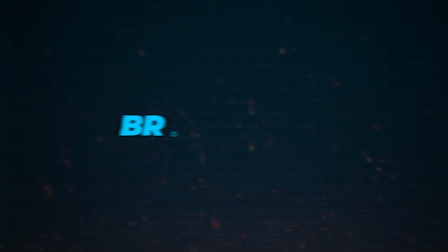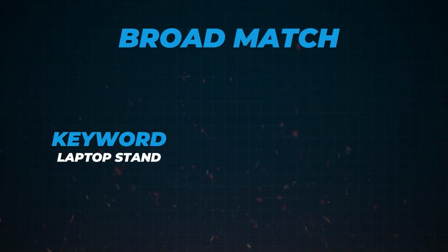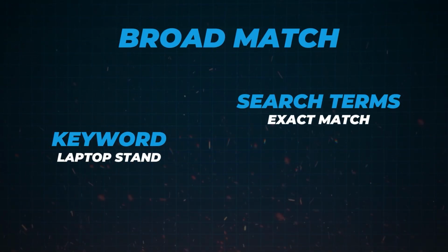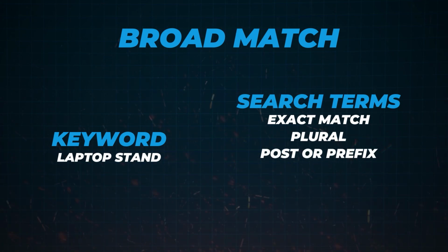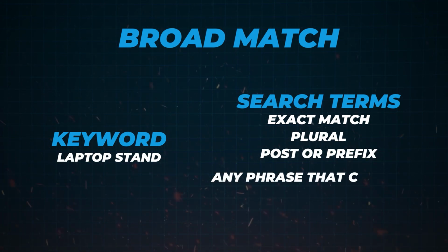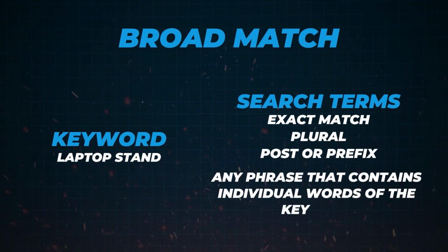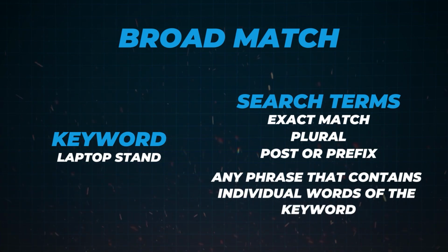Okay, so now that we've talked about exact and phrase, let's talk about the third and final type, which is broad match. And what you'll see is that each of these match types is just getting broader and broader in terms of the number of different variations of search terms it can target, obviously broad match being the broadest and hence the name broad match. So with broad match keywords, the campaign can target search terms that are either exact match, plurals, pre or post fixes, or really any phrase where the individual words of the keyword are in there, even if they're split up. They don't have to be maintained in phrase form anymore.